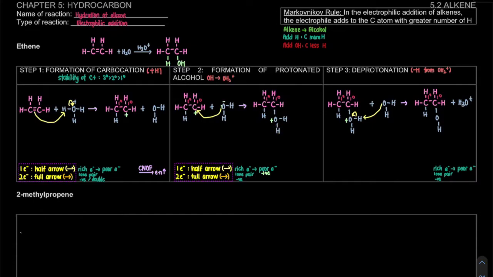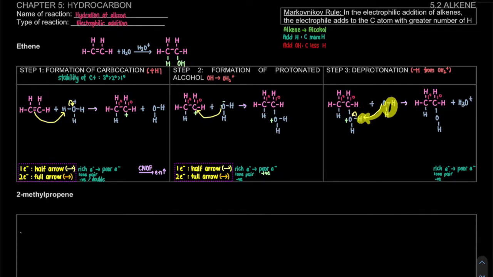So from here, how do we get the OH back? We're not going to remove all of this H2O. We want to remove only one of the hydrogens to form our alcohol. So what are we going to take? We're going to take another water molecule to take our hydrogen.